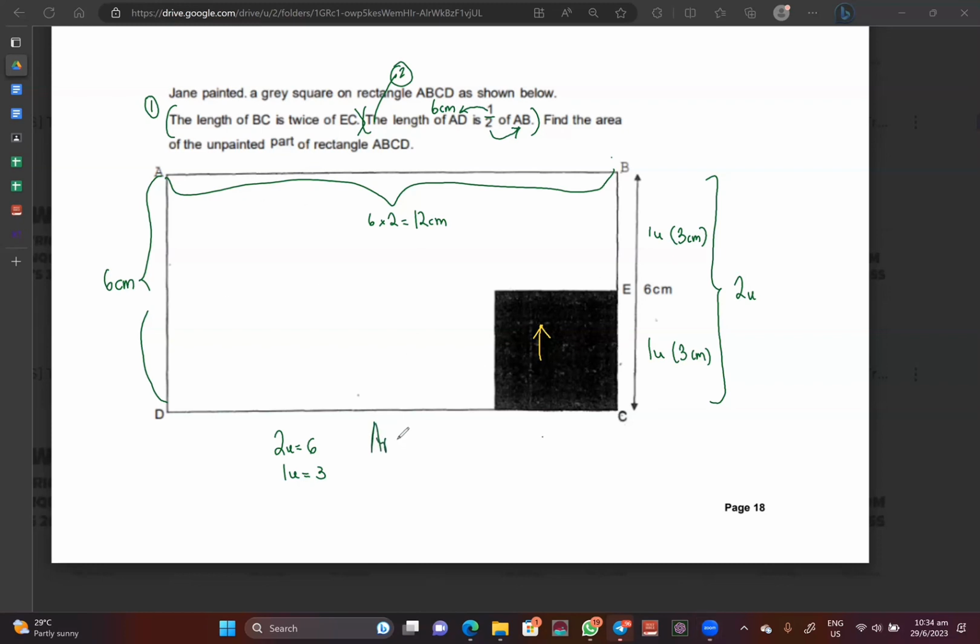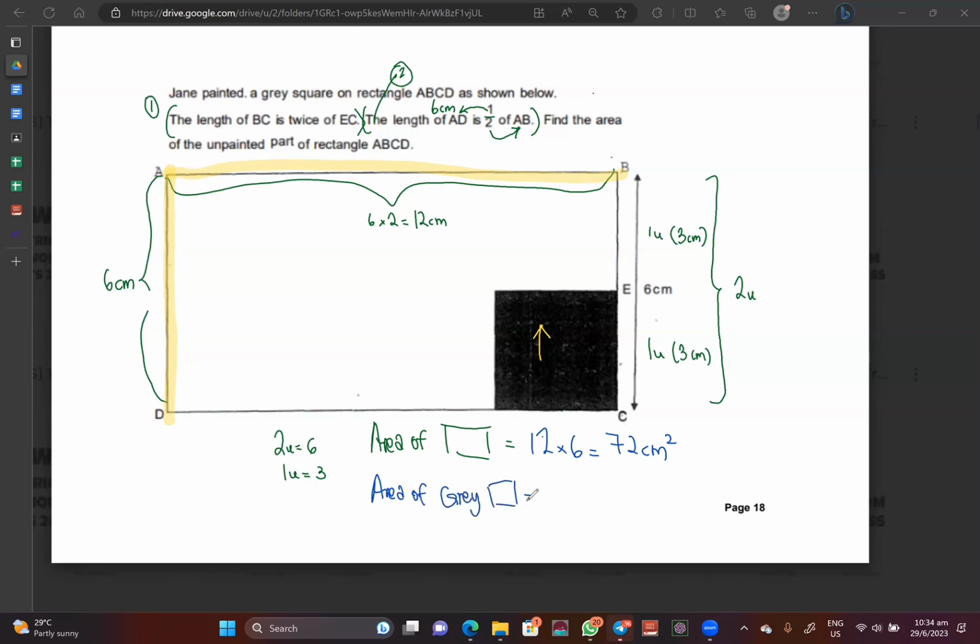So the first thing I'm going to do is to find the area of the rectangle. As you can see over here, the area of the rectangle, we know the measurements, I'm going to highlight it for you as well, is basically whatever that is over here times whatever that is over here. So we know from here itself, it is simply just 12 times 6, and that gives me how much? 72 centimeter square.